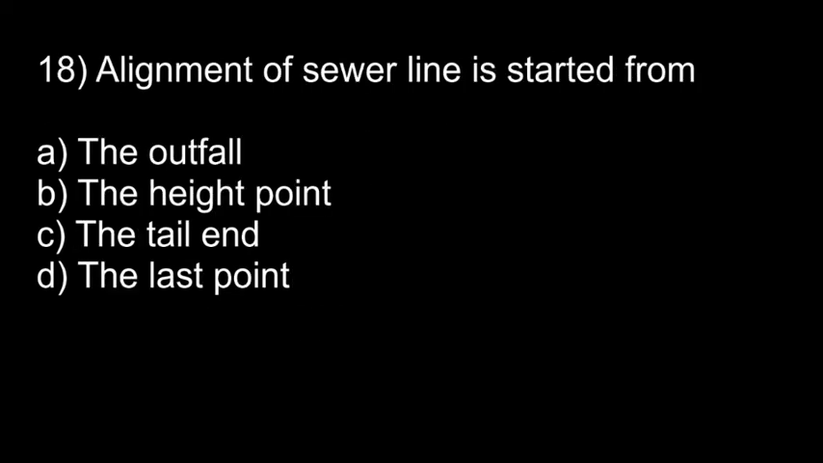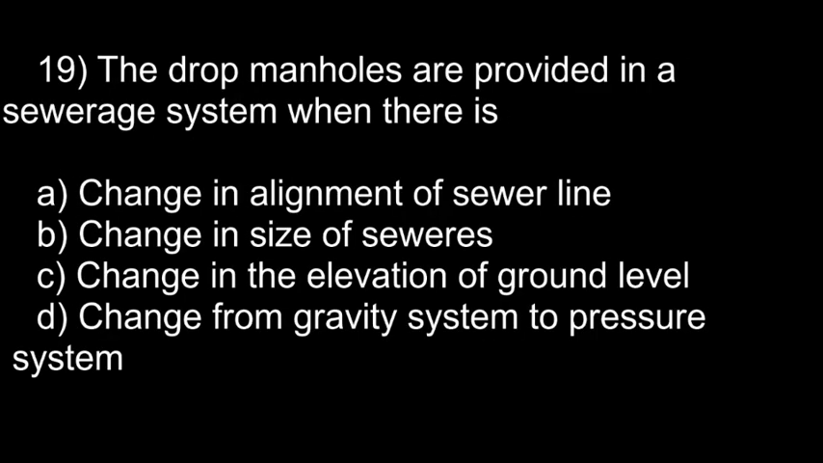Alignment of sewer line is started from option A the outfall, option B the highest point, option C the tail point, and option D the last point. Alignment of sewer line is started from the outfall. Option A is the answer. Let's move to the next question.